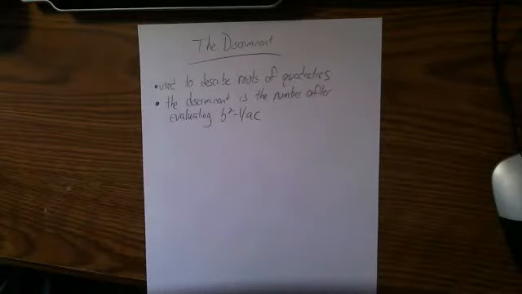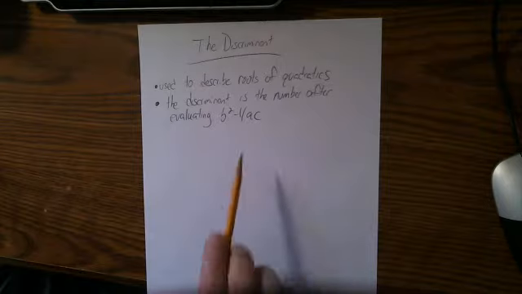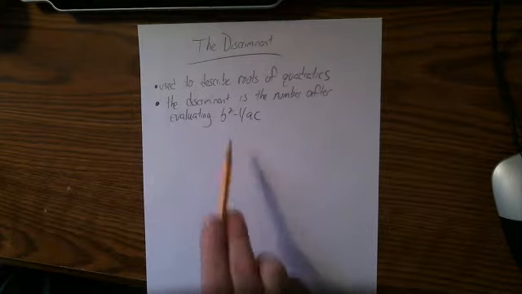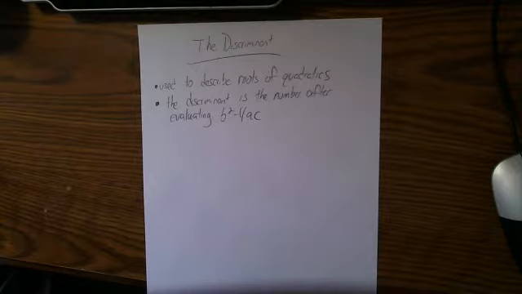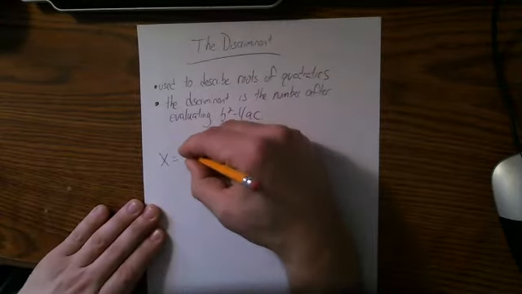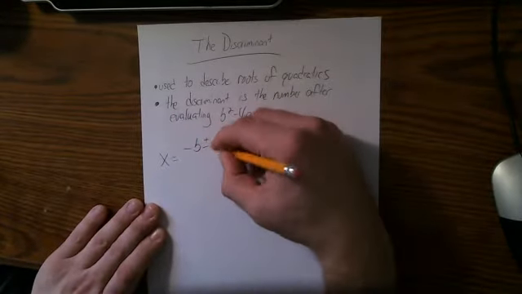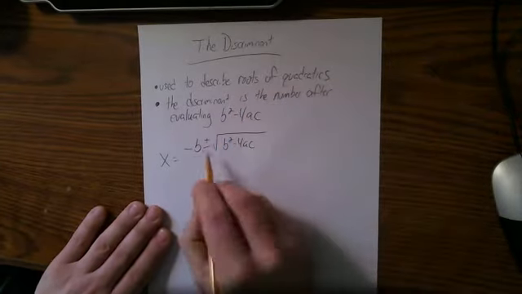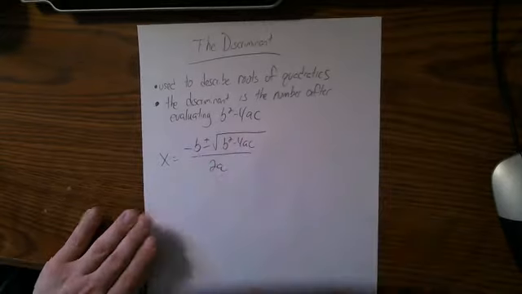The discriminant is just a number which describes the roots of a quadratic, and the value of the discriminant is the number that you get in return after evaluating b squared minus 4ac. So that should look familiar to you. B squared minus 4ac comes from the quad formula, which is x equals negative b plus or minus the square root of the discriminant over 2a.